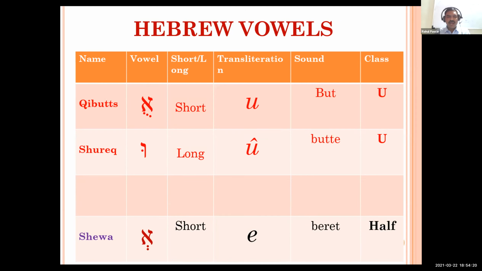The next vowel is a half vowel, that is called Shva. In detail, we are going to see the Shva in the next section. Shva is two dots. When we put two dots under a consonant, it gives a short E sound as in beret. That E sound we cannot even distinguish. Actually, modern Israeli people do not distinguish this E sound.